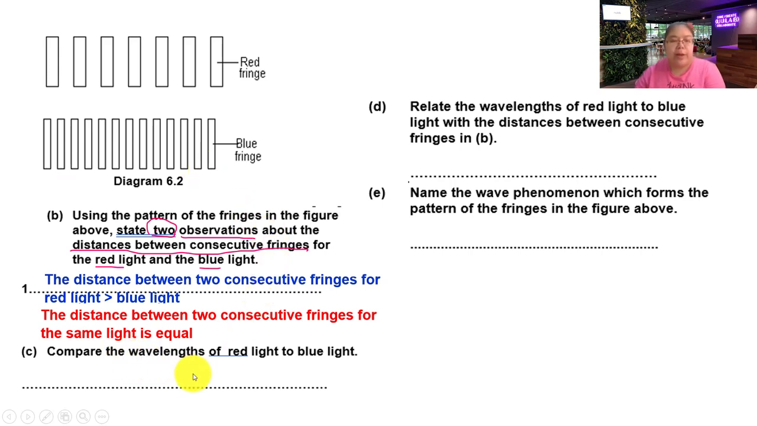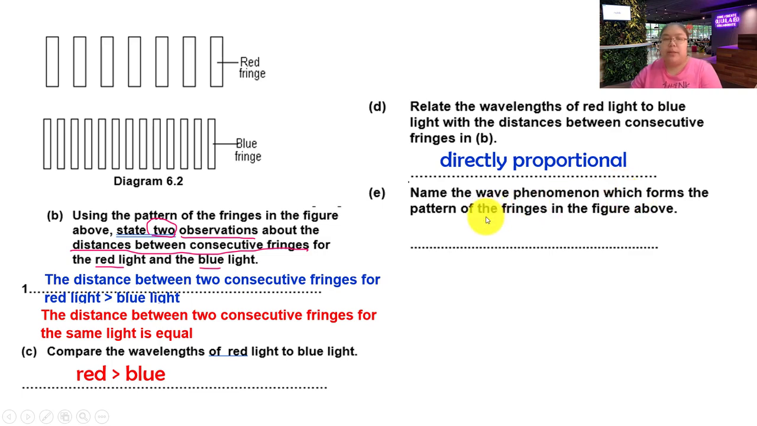Now we compare the wavelength, red and blue. The wavelength for the red must be longer than the blue. Relate the wavelength of the red to the blue with the distance between consecutive. As the wavelength is longer, the distance between the consecutive bright fringes, that means they're talking about the X, is directly proportional. Name the wave phenomena. They form the pattern like this, also interference.